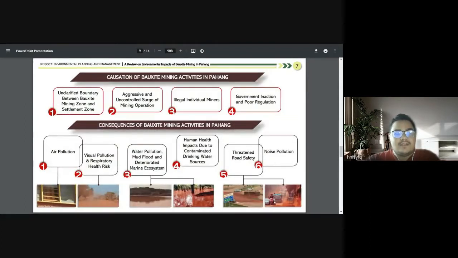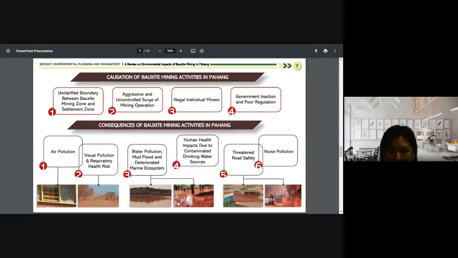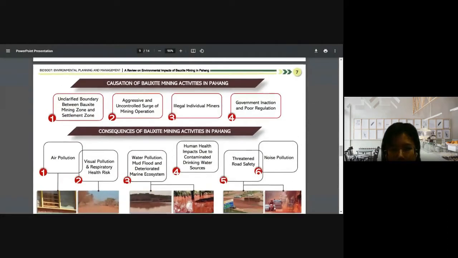Next one, causation of bauxite mining activities. Okay, next is the causation and the consequence of bauxite mining activities in Pahang. There are a number of causations that lead to adverse effects on the environment and human health. The first one is the unclarified boundary between the bauxite mining zone and settlement zone, because the location of mining activity is very close to the settlement and school area.